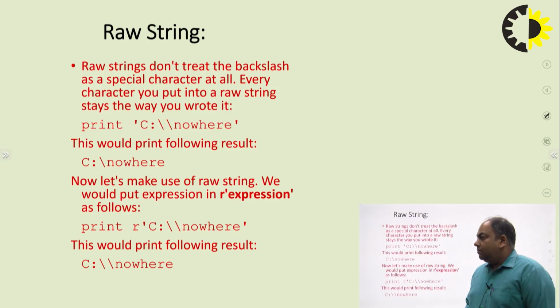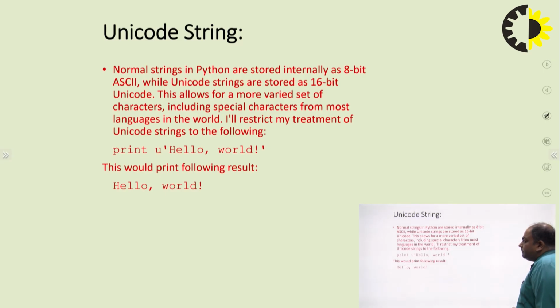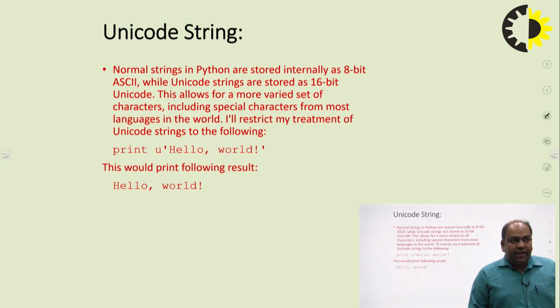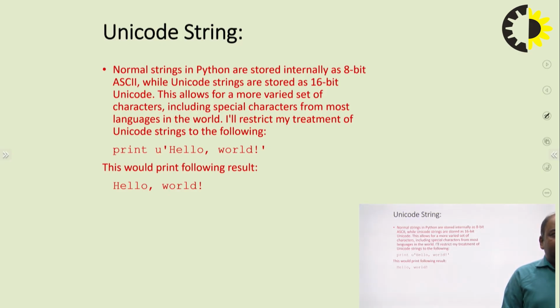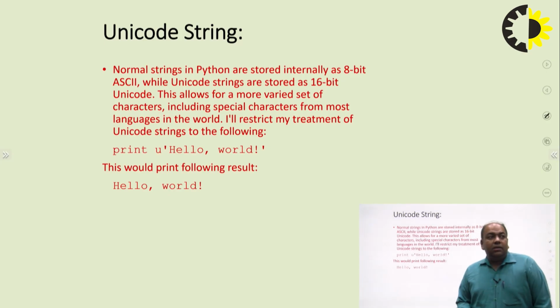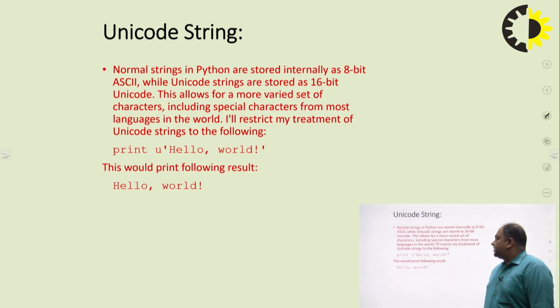What is a Unicode string? Normal strings are stored internally as 8-bit ASCII, while Unicode strings are stored as 16-bit Unicode. This allows a more varied set of characters, including special characters from most languages in the world. So, for representing universal coding, we use Unicode, and it will represent our string in a 16-bit representation.